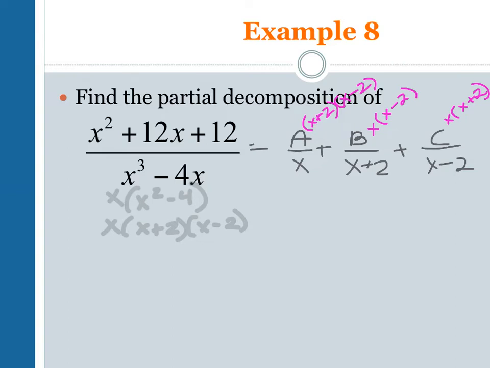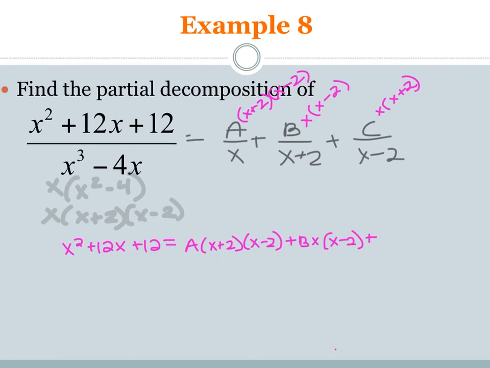And again, you want to write out all your numerators. So x squared plus 12x plus 12 equals A times x plus 2 times x minus 2 plus B times x times x minus 2 plus C times x times x plus 2.